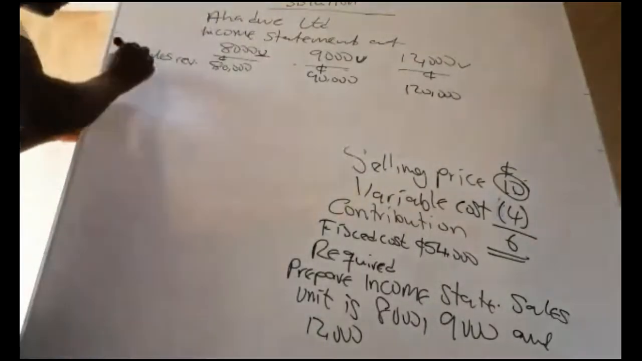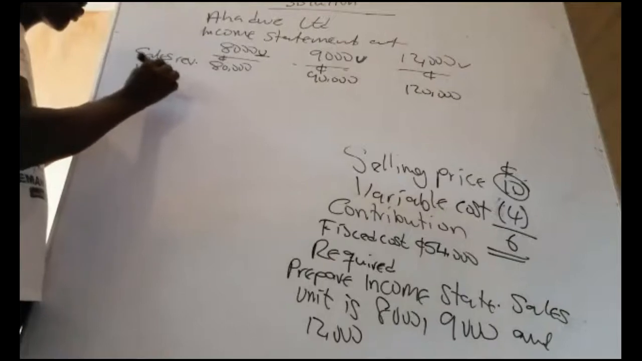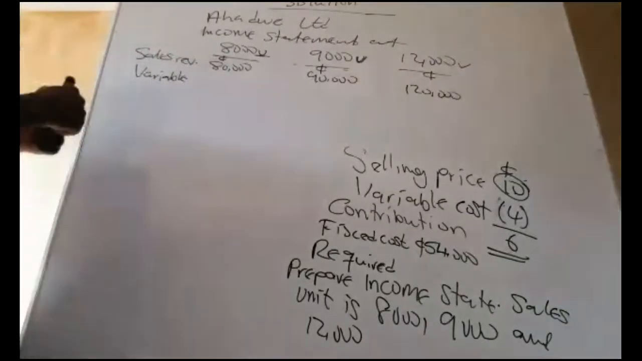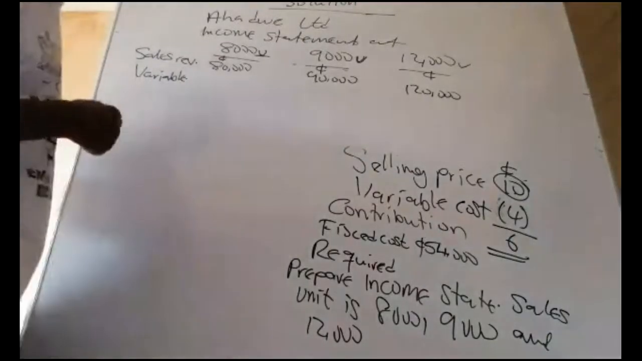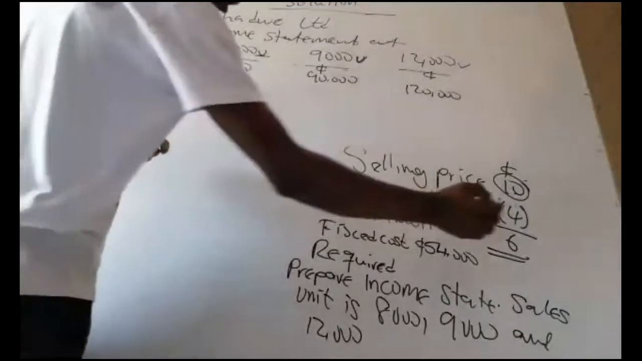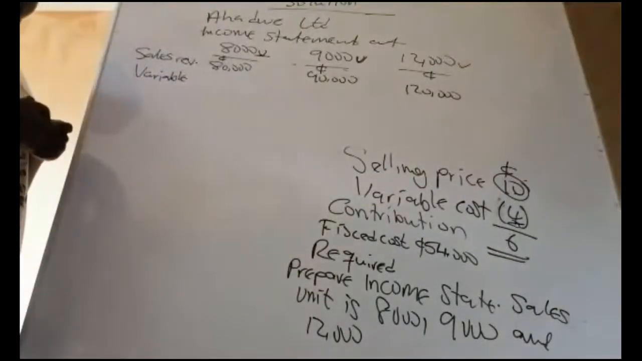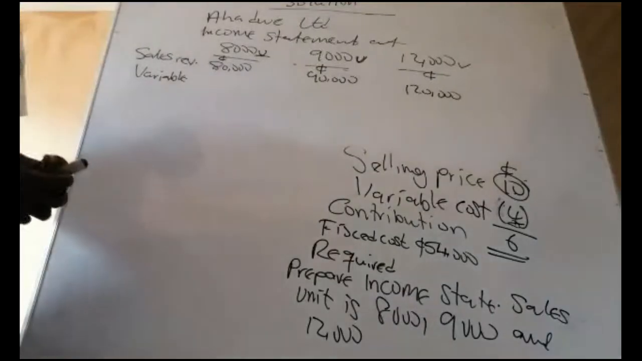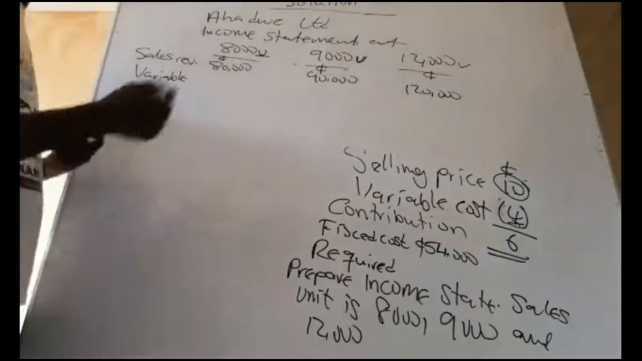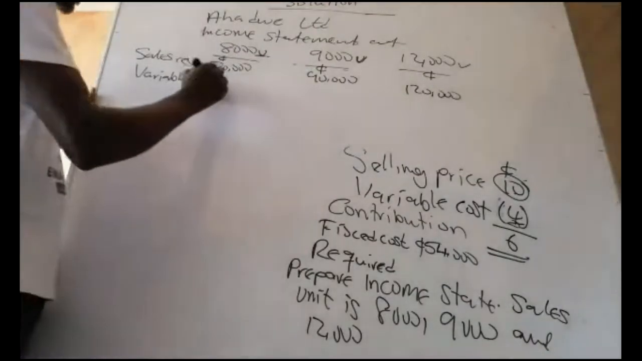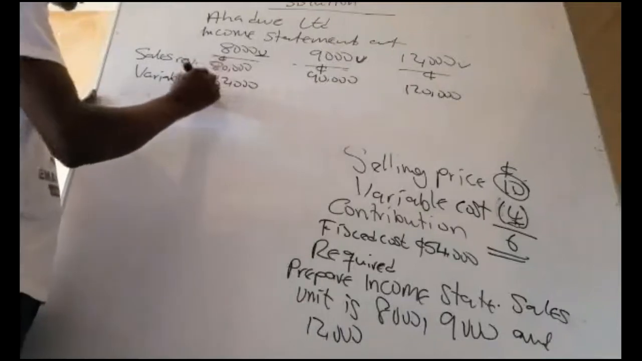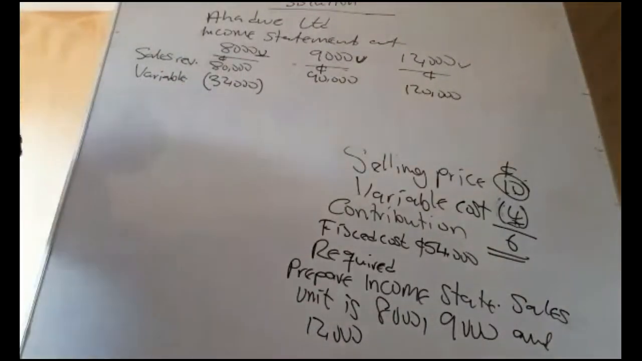Now let's continue. Variable cost. What is a variable cost? No shortcut, write it in full. The variable cost is 4 Ghana cedis per unit. So how do you get the variable cost? Multiply the variable cost by the 8,000, then you get 32,000, right? Good. You put it in brackets because it is a cost. All costs we will subtract, except if you are reversing it. Good.